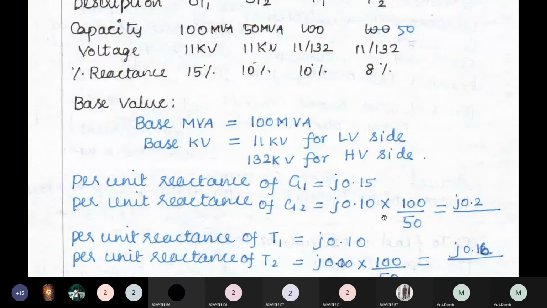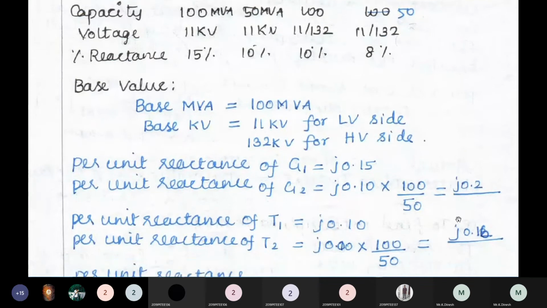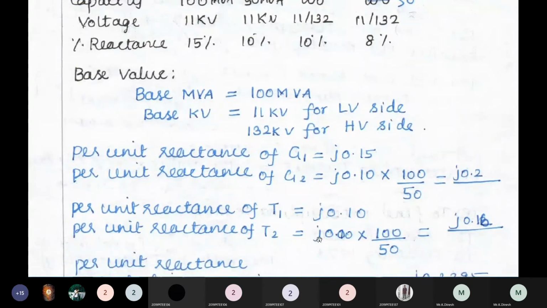I will see this on the LV side. The kVB squared cancels, so we only have MVAB old by MVAB new. So 100/50 only, we have 2. So 2 into J0.10, J0.2. So T1 is J0.10. Next, T2 is also identical.